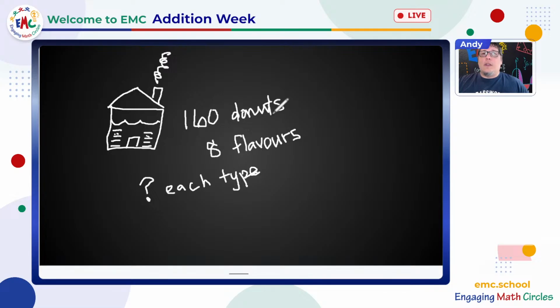Okay, does anybody know what operation I'm going to do? Should I multiply? How many of each type will I have? Am I going to add, subtract, multiply, or divide?